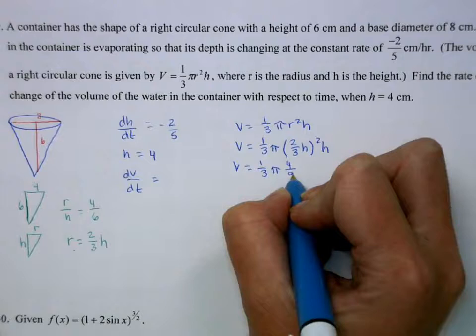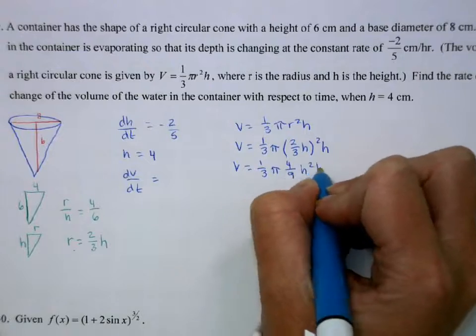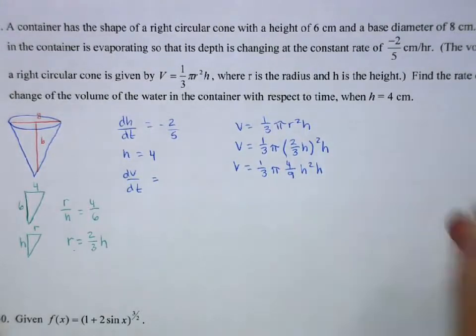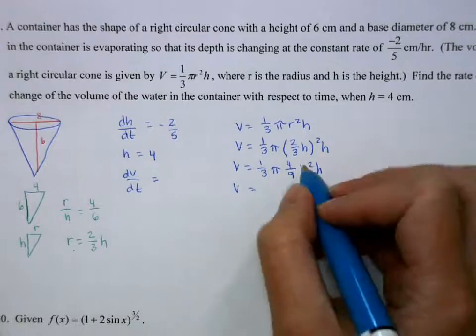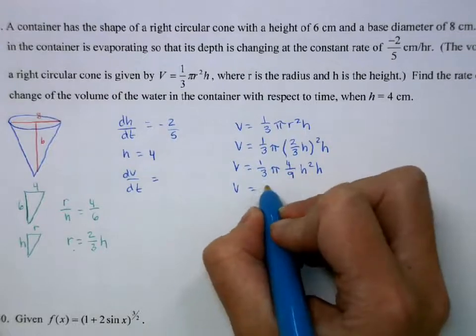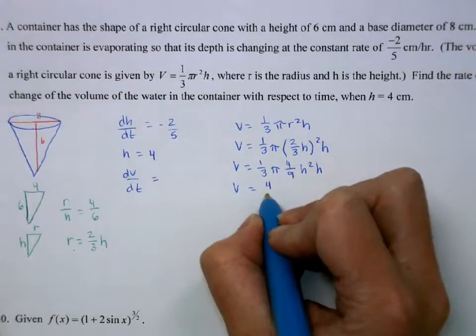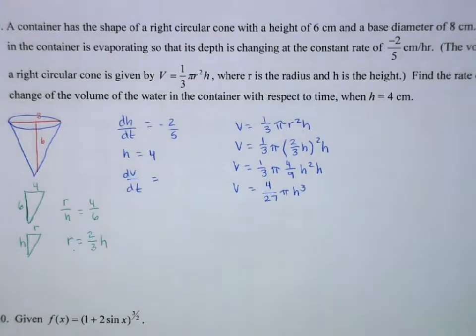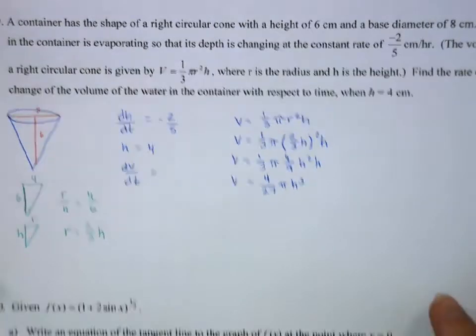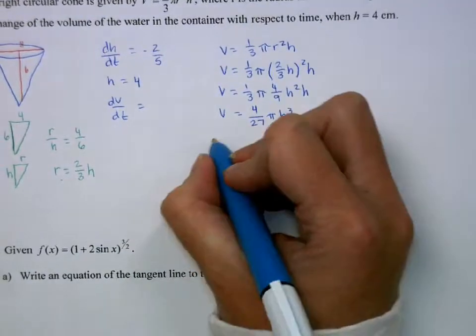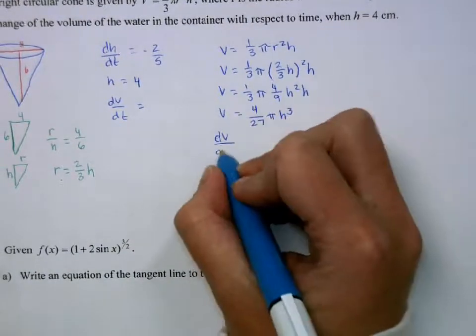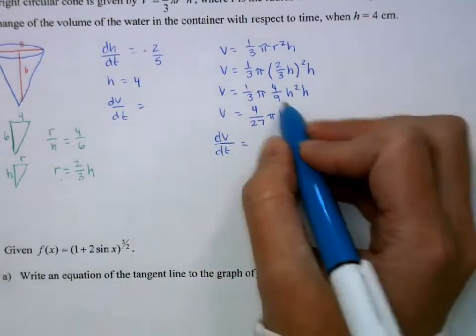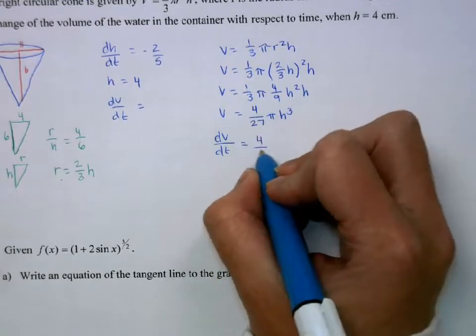Okay, do some simplifying here. So V is 4/27 pi h cubed. Okay. Now we're going to go ahead and take the derivative with respect to time. So dV/dt, when I multiply this down, we're going to have 4/9 pi h squared dh/dt.